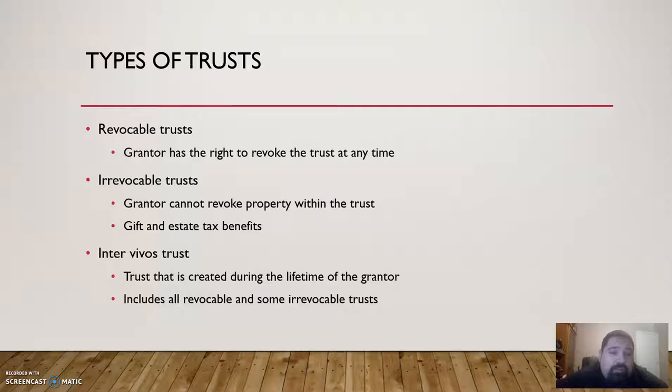An inter vivos trust is a trust that's created during the lifetime of the grantor. So typically, as the grantor of the trust, I create the trust. It's something that I want to use to leave assets behind or to move assets into. And sometimes inter vivos includes all revocable trusts. Just from the nature of it, it doesn't make sense to be able to revoke something after you're dead and gone. You can't revoke something if you actually don't have the power to do so. And then some irrevocable trusts can actually be inter vivos as well.